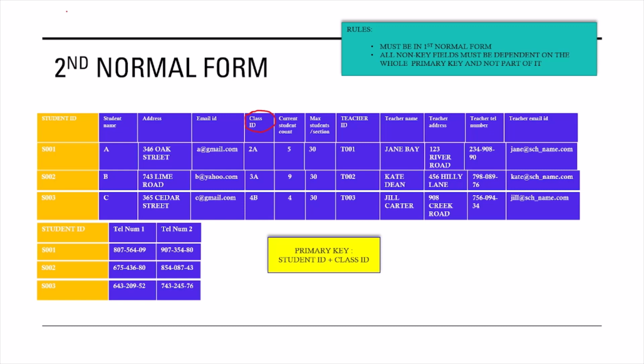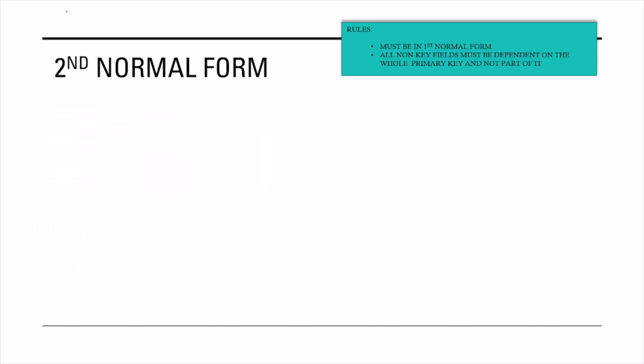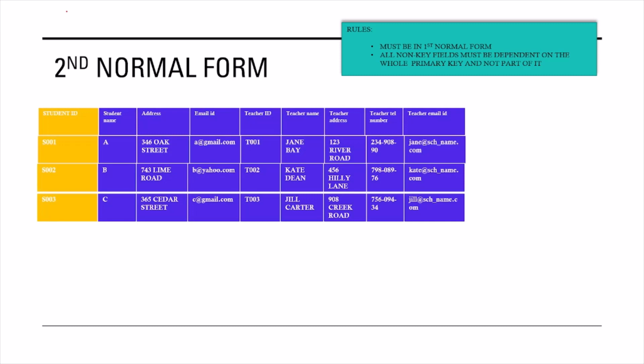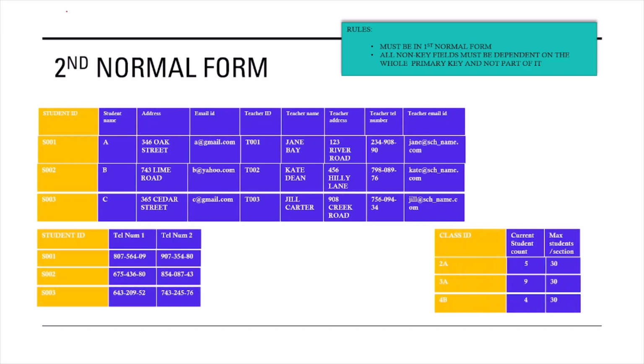What about current student count? Is that dependent on student ID plus class ID or just on class ID? And again, current student count is dependent only on class ID. Right? And so this table is violating the rules of the second normal form. To resolve this, what do we do? We just move the year details into a separate table.